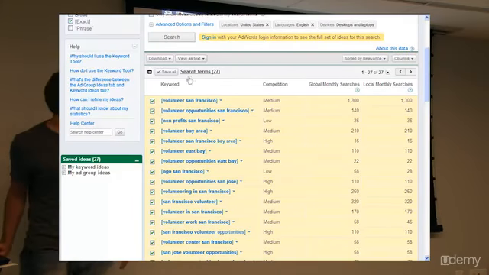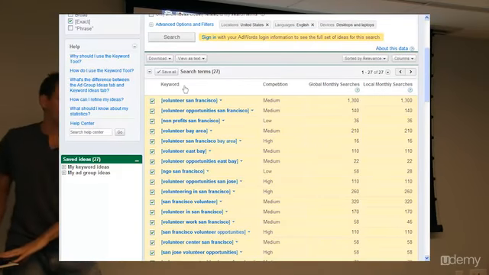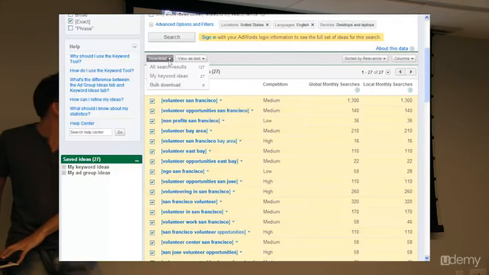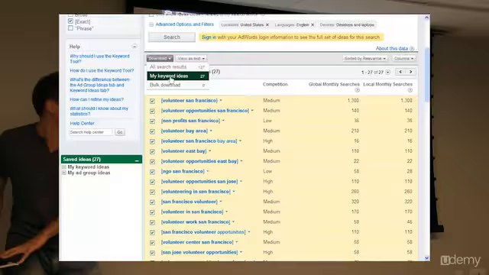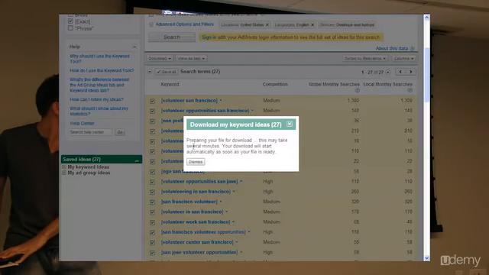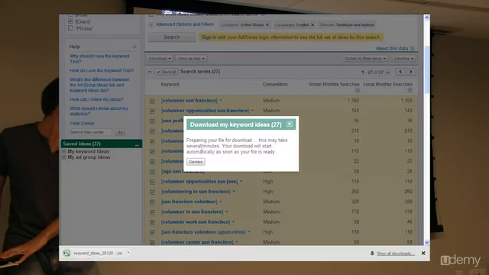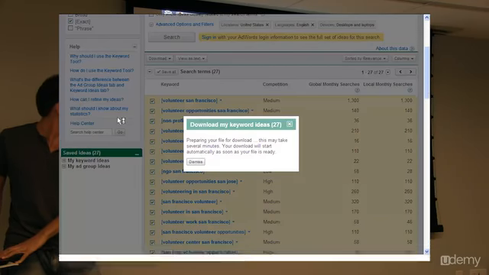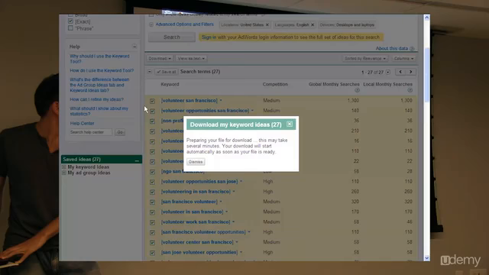So let's say we were okay with these 27 terms. We really like them, right? This was exactly what we want to do. We go up to download, and we download my keyword ideas. And this is going to give you an Excel doc. And this is really the start of your keyword research.